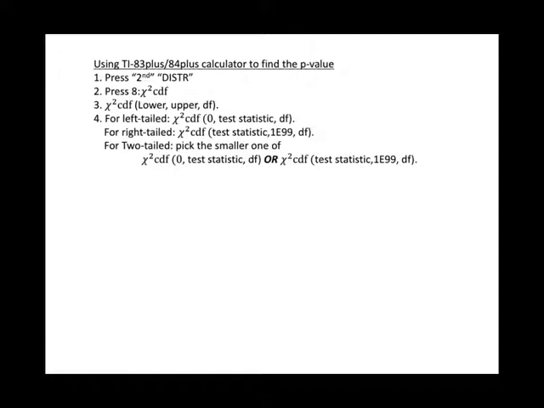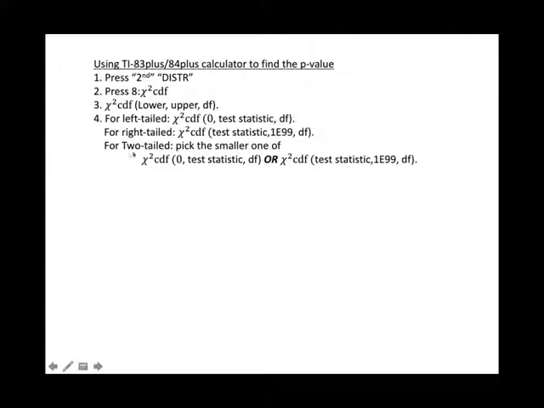This is how you use the TI-84 Plus or TI-83 Plus to find the p-value. Go to second distribution and choose chi-square CDF, which is cumulative. Then you enter the lower value, upper value, and the degrees of freedom. For example, for a left tail test, the chi-square distribution doesn't have negatives, so the lower value starts from 0, going from 0 to the test statistic, and then the degrees of freedom. For the right tail, it's the test statistic to 1E99 and then the degrees of freedom.